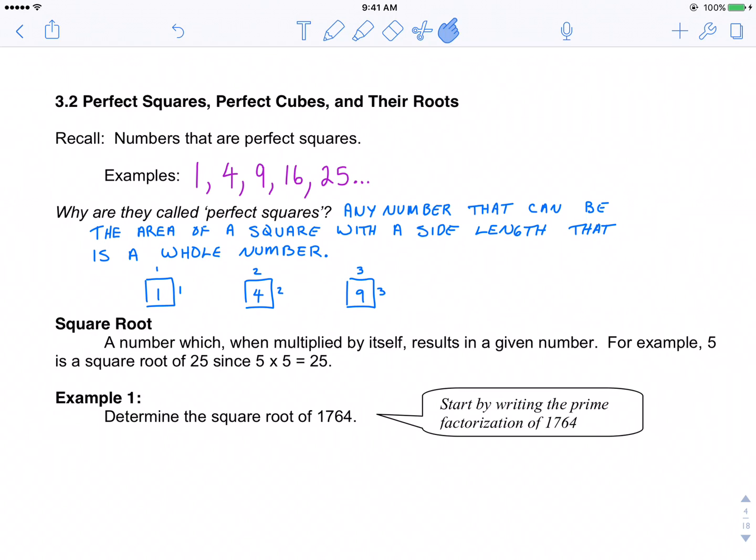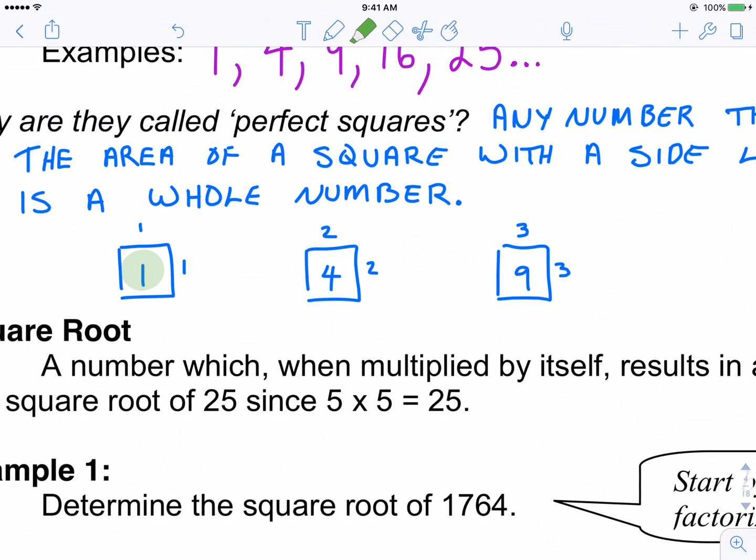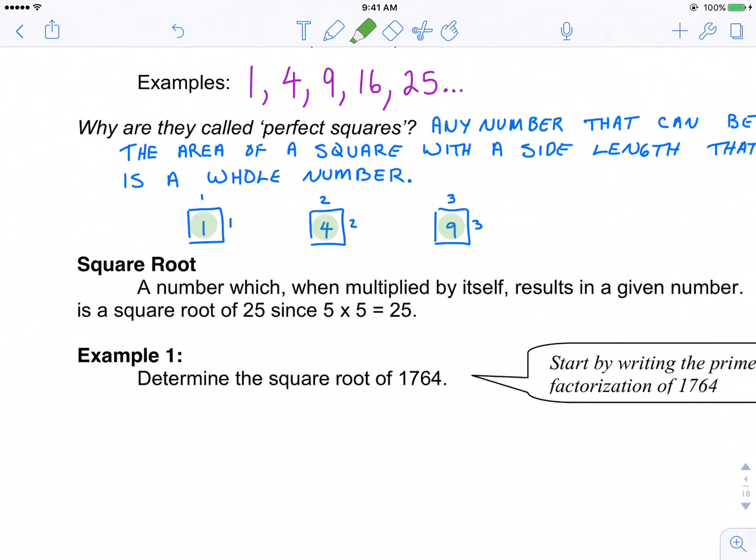For example, we have the area of this square being 1. If that's the area of that square, then the side lengths are 1 by 1. 1 times 1 is 1. Area of a square is 4. Side lengths would be 2. 2 times 2 is 4. Area of the square is 9. Side lengths would be 3. 3 times 3 is 9. So those are perfect squares.